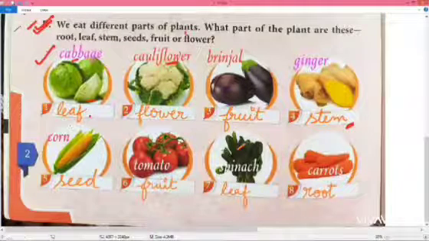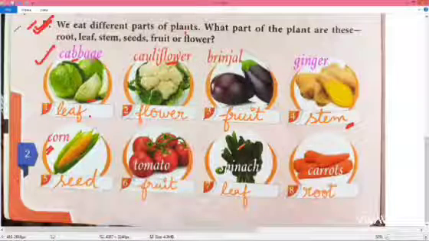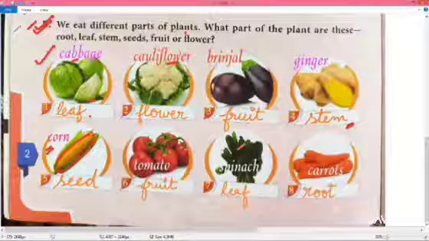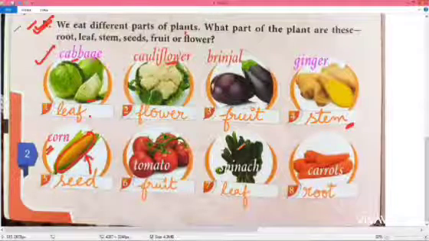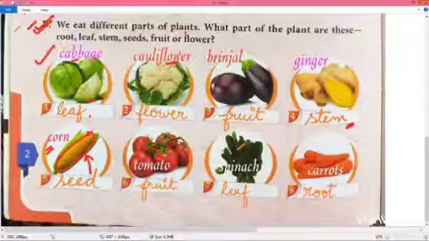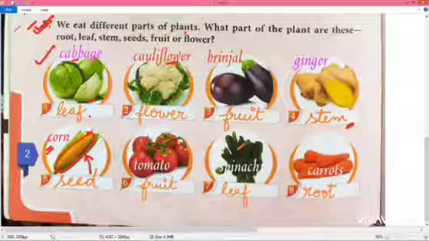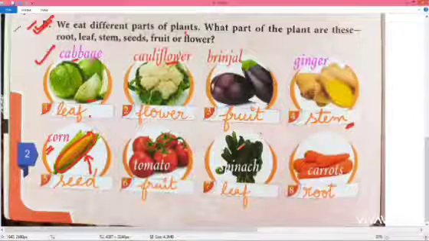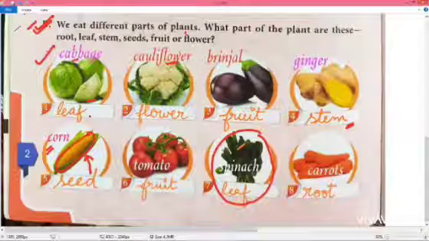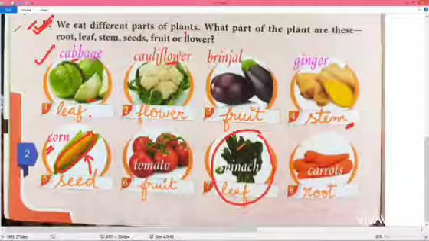Moving on to the next image, this is a corn. Again we eat these yellow portions. So these are many seeds of the corn which we eat. Next is a tomato. Again we eat the fruit of the plant. Spinach, all of you have eaten spinach as a vegetable. So spinach is also the leaf part of the plant.